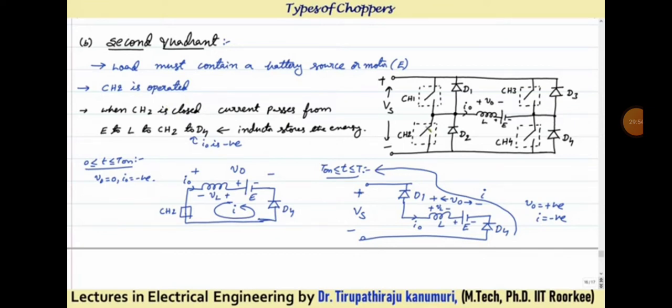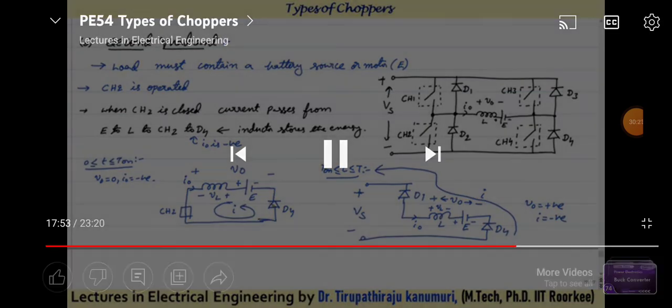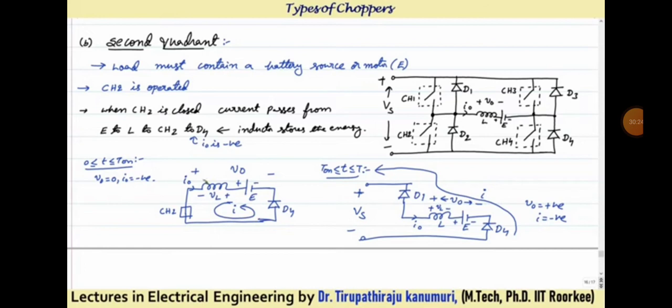When CH2 is closed, then the current will pass, because this is the direction of E, E will start discharging through this CH2. It will pass like this through the D4. It will circulate. That means the equivalent diagram I have drawn here. This E will start discharging through your CH2 and D4. It will start supplying the energy. So when it is supplying the energy, you can see whatever voltage of E is there, that will drop across the inductor. So now the inductor will start storing the energy. The energy is stored in the inductor.